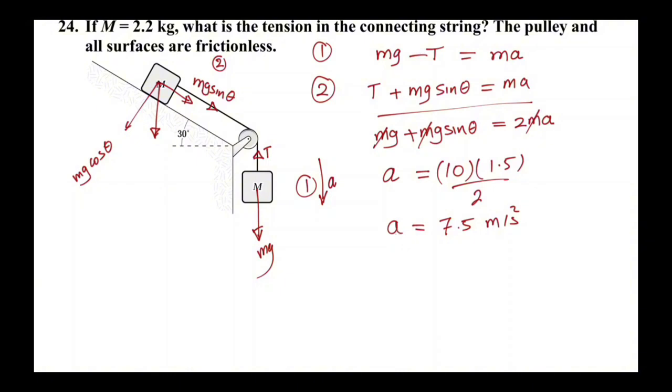Now let's substitute this acceleration back into one of these two equations. You will get mg minus tension equals ma, and tension in this case equals mg minus ma. You substitute the numbers, you will get 22 minus 16.5, so tension in this case equals 5.5 newtons.